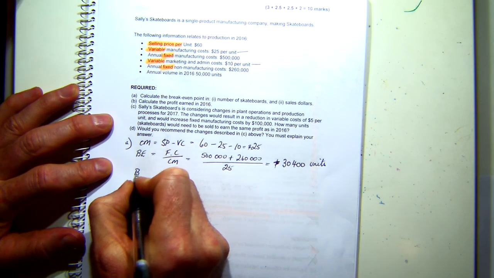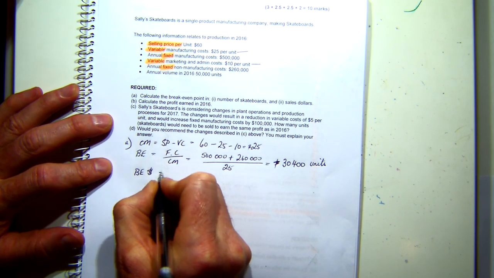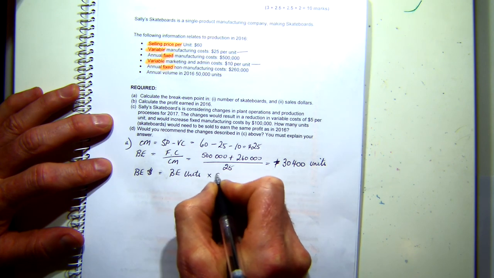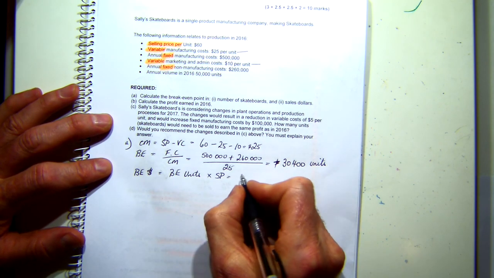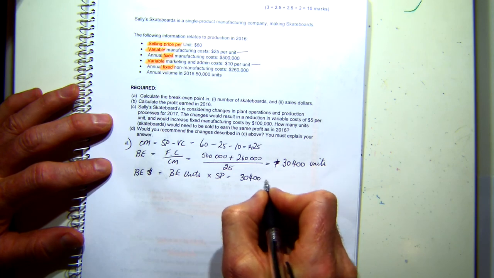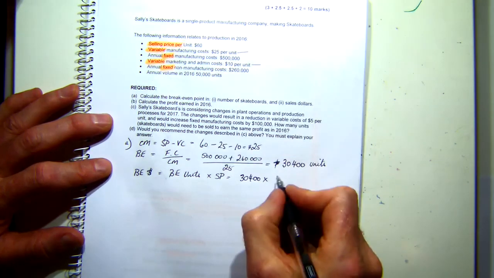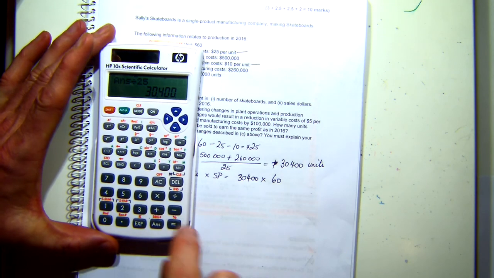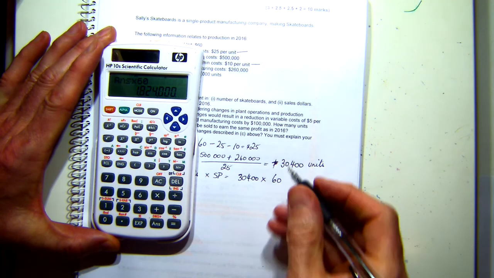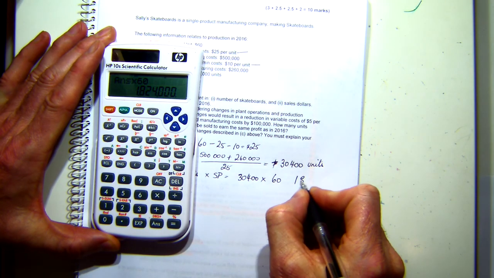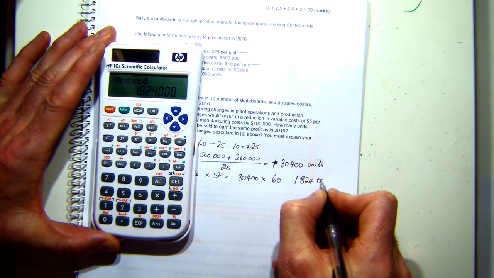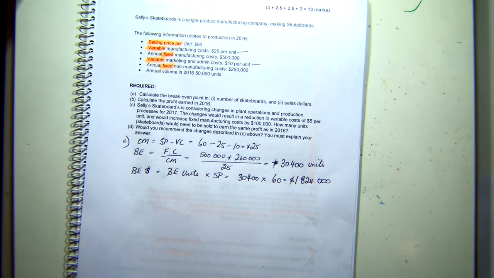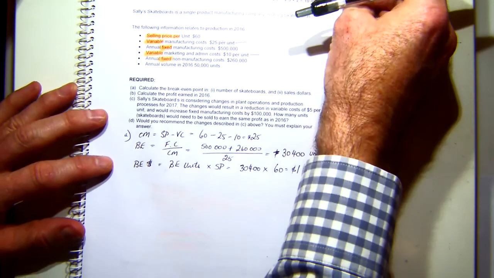Now my break-even dollars equals my break-even units times my selling price. That's 30,400 times my selling price, which was 60. So 30,400 times 60 equals $1,824,000. All right, so that's A taken care of.